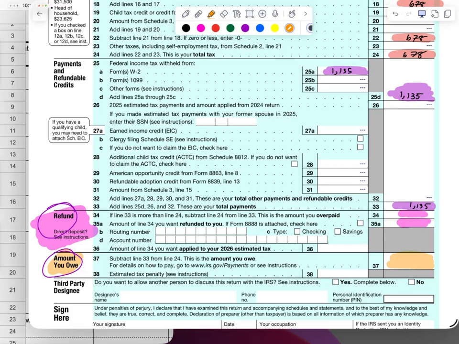Like when I do it, my e-file asks me, oh, I owe this much amount. How am I going to make my payment? Check banking account, routing number, and then it pulls that money from my bank account the next day. But in this case, she's going to get a refund. How much is her refund? The difference between box 24 and box 33: we subtract 1,135 minus 678, which is $457.